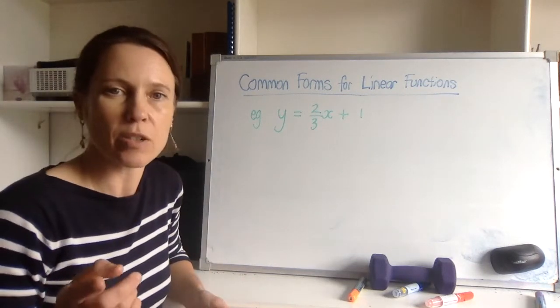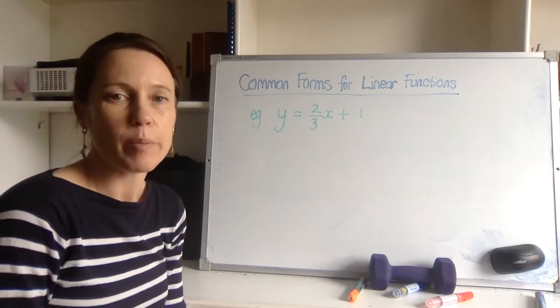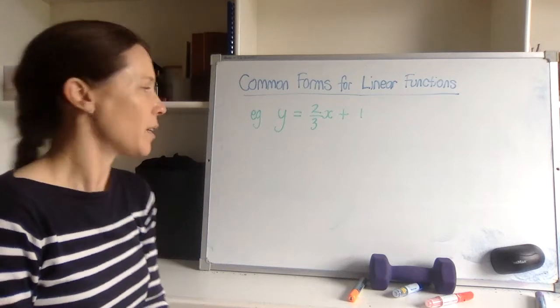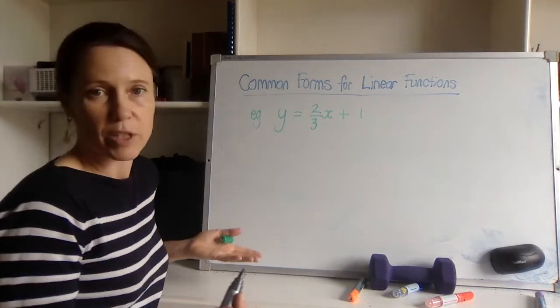Now there's 2 things we need to do. We need to get everything on one side and we need to make sure that the x's are positive. But we also need to make sure there's no fractions in any of our coefficients or numbers. So take your pick which thing you want to do first.